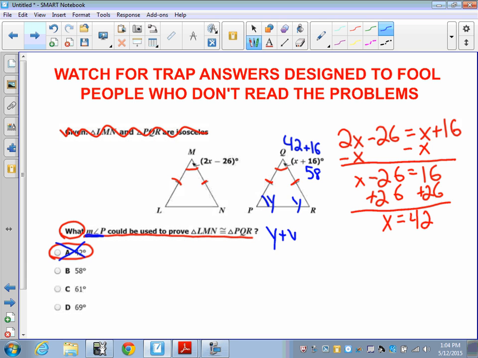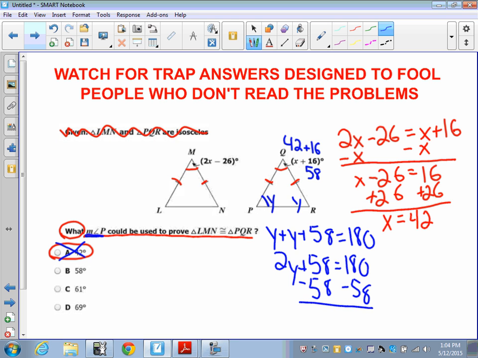So 2y plus 58 is equal to 180. We subtract 58, which gets us 122, and we divide by 2, which gets us y is equal to 61. Y is the measure of angle P, so that's why C is the correct answer.